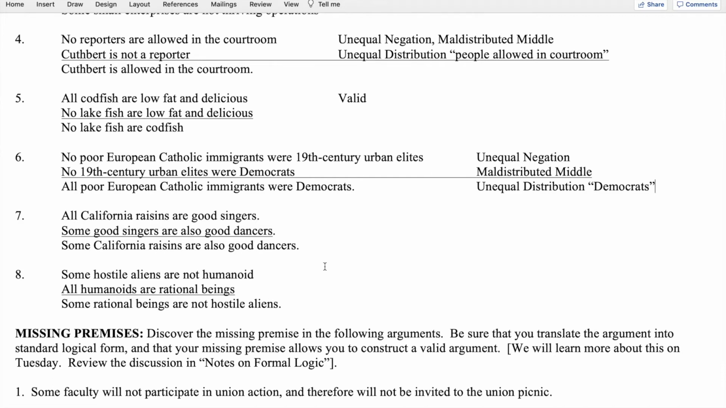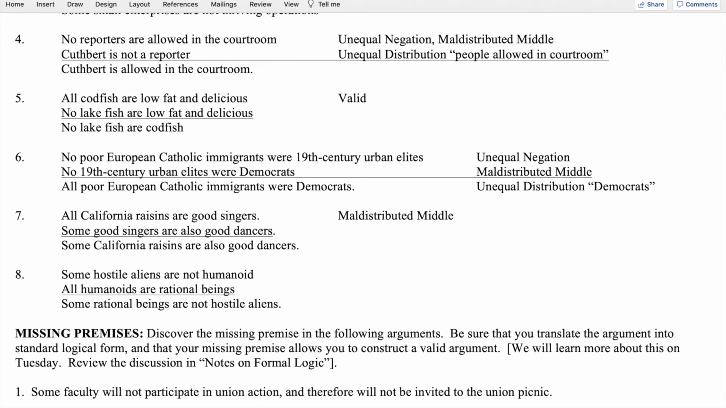In any case, we have a universal affirmative first premise, a particular affirmative second premise, and a particular affirmative conclusion. In the universal affirmative statement, the subject term is distributed, but the predicate term is not. And in the particular affirmative statements, neither term is distributed. So we have 3 affirmative statements, so we avoid unequal negation, but we look at the middle term, and the middle term is good singers, and good singers is not distributed at all, and that's maldistributed middle, because middle terms must be distributed once and only once.